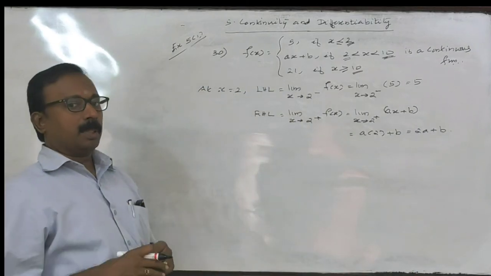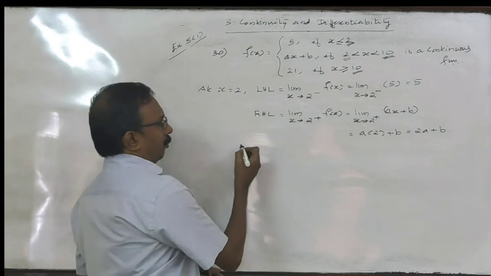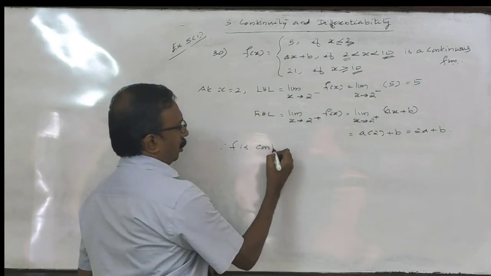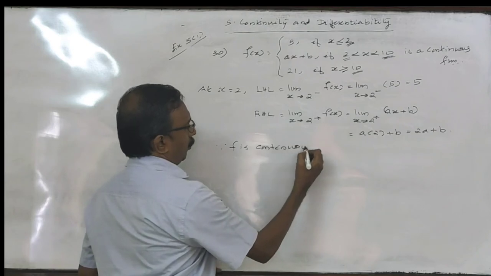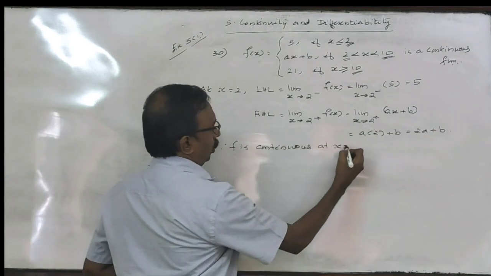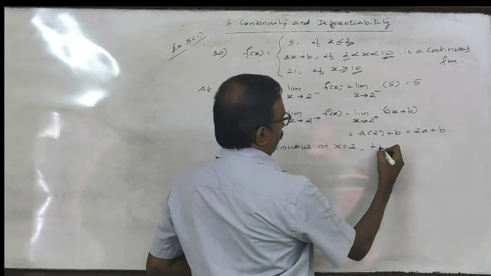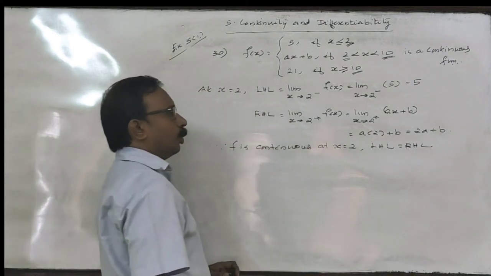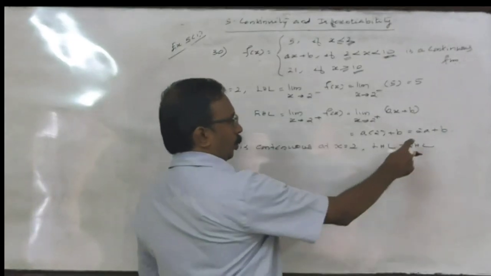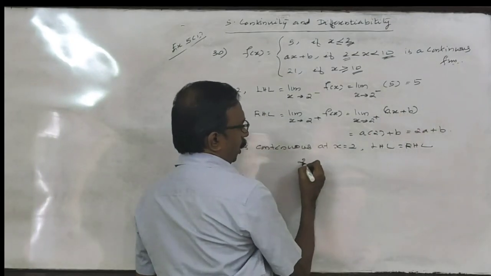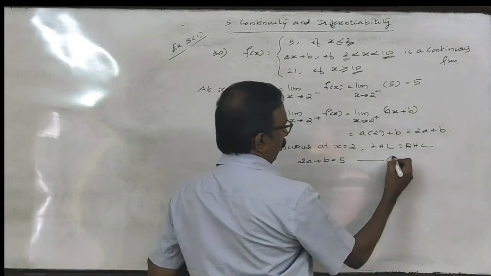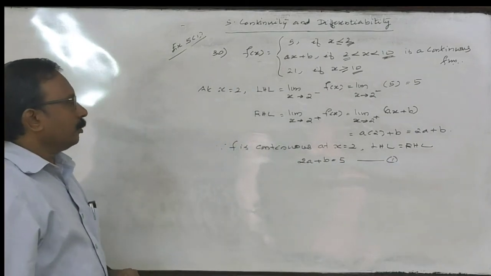Since the function is continuous at x is equal to 2, LHL is equal to RHL. So 2a plus b is equal to 5, which is equation number 1, isn't it?